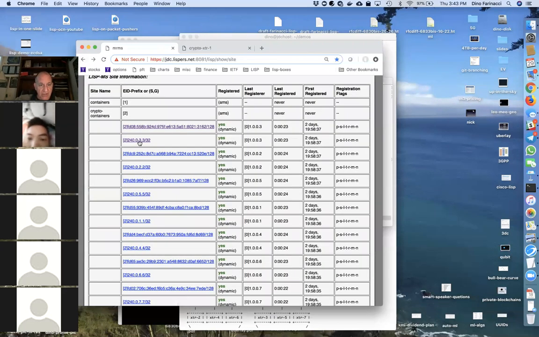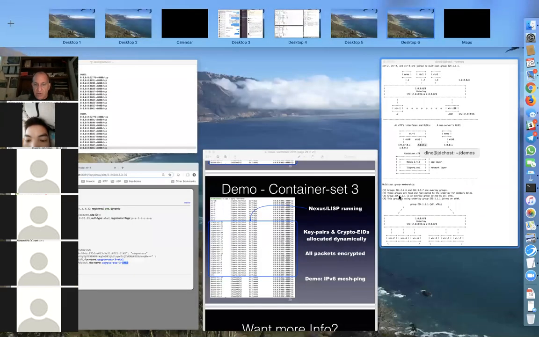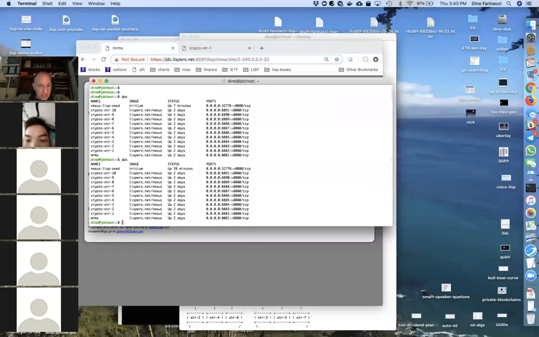If we just go back and look at the IPv4 equivalent, we see the same signature for the register of this IPv4 EID with the two RLOCs. And notice the RLOC names are saying this is crypto XTR3 on Ethernet 1 and crypto XTR3 on Ethernet 0, okay? So now let's come here and let's attach to one of them.